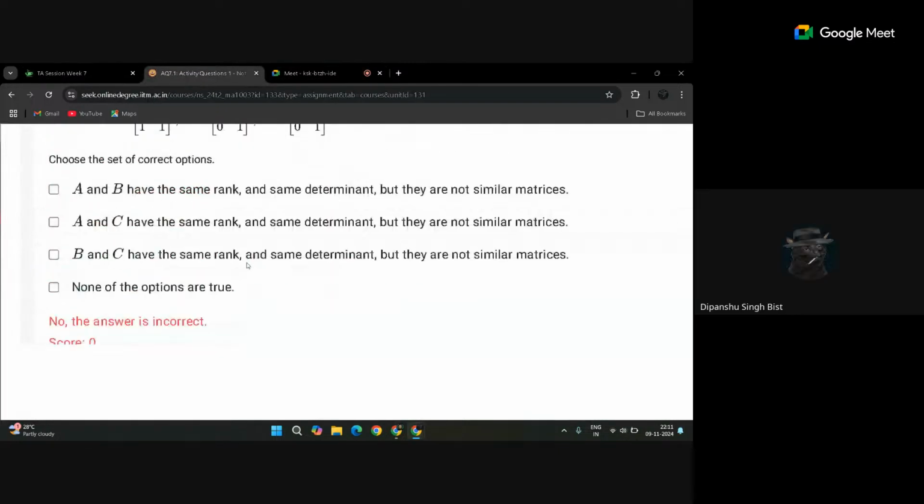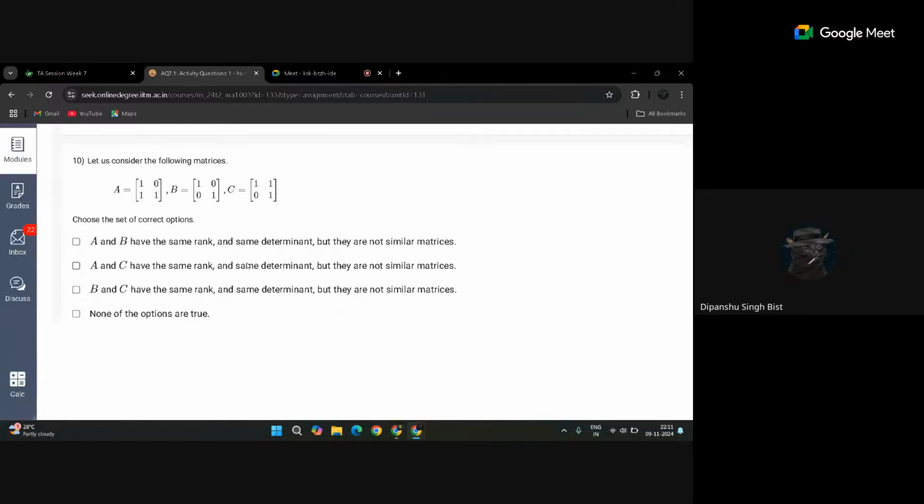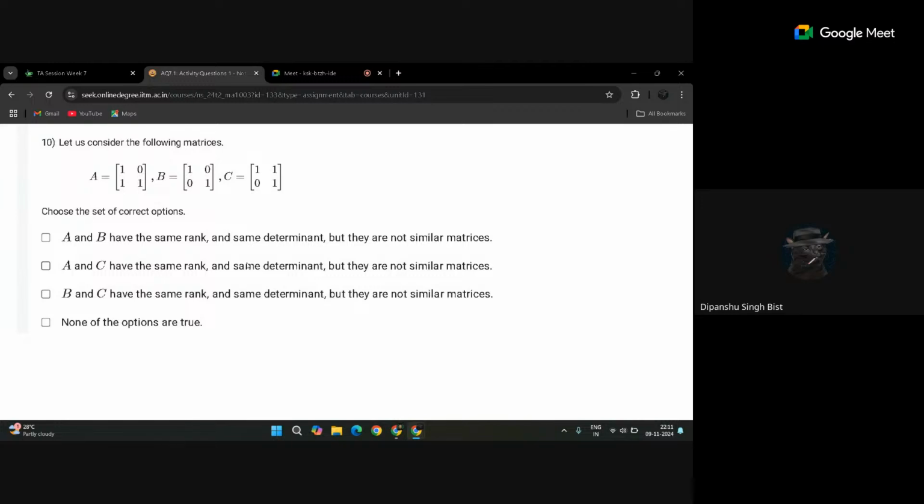Fine. Hence the last question. Let us consider the following matrices. A and B have the same rank and the same determinant, but they are not similar matrices. What can you say about A and B? Their rank is the same, their determinant is the same, but still they are not similar matrices. Why? Because B is a scalar matrix, and a scalar matrix is similar to itself only.